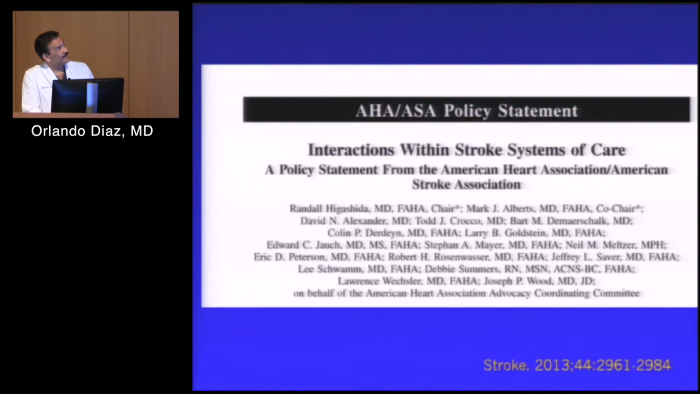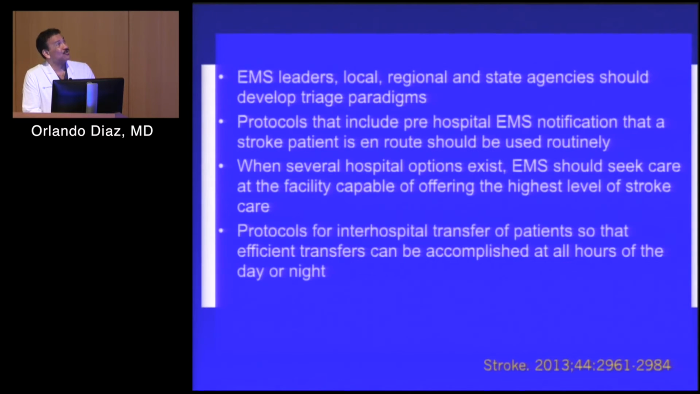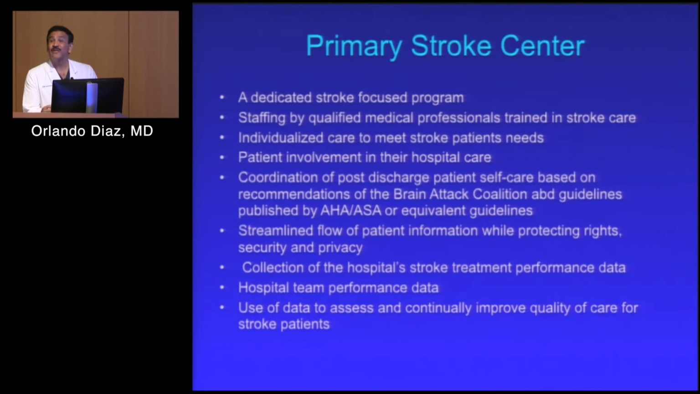And they have to know where to take the patient. If they take a patient to Willowbrook, Sugarland, they don't have an interventional neuroradiologist 24/7. So there are different types of center. This is the primary stroke center. So there is a focused, dedicated stroke program. So the staffing is qualified, they understand what's going on.